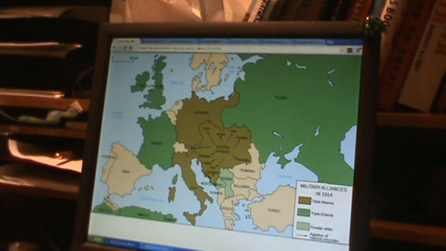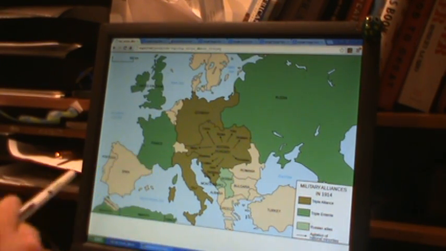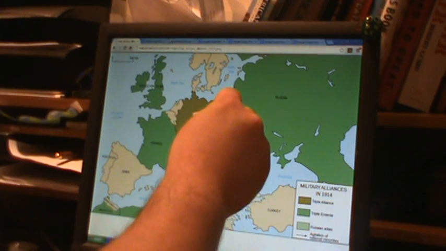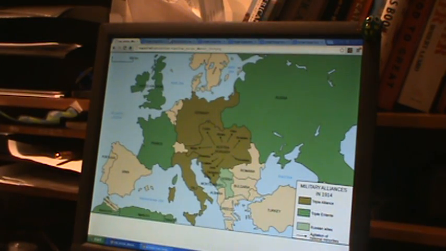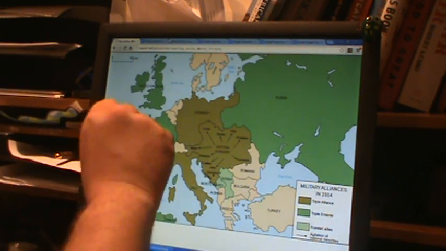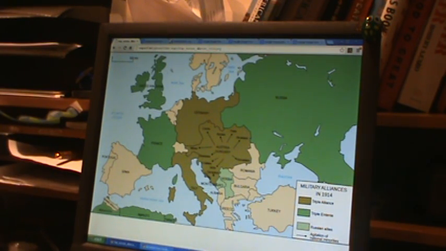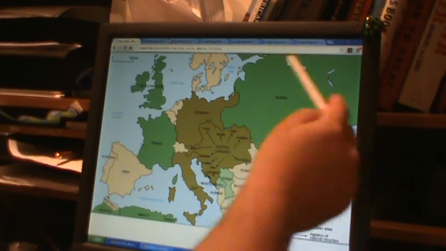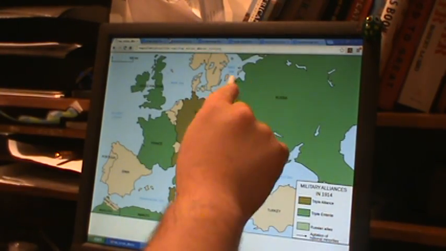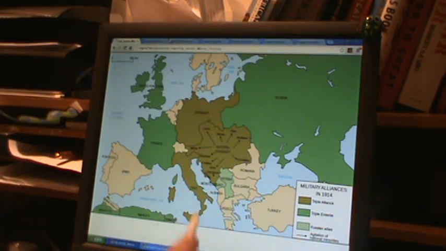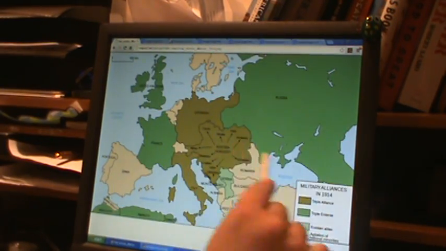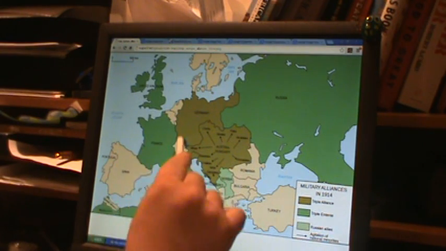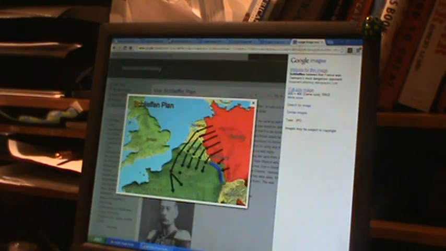The Schlieffen Plan, I'll show you that slide again in a second. The Schlieffen Plan said that if Germany had to go to war, it would have to knock out France first. It would have to mobilize quickly, knock out France, and then it would have to knock out France in the 6 weeks it would take the Russians to mobilize. It took Russia 6 weeks to mobilize its troops along this front. In the 6 weeks where Russia was mobilizing its troops, Germany would have to defeat France. And they had a plan to do that, and it was called the Schlieffen Plan.